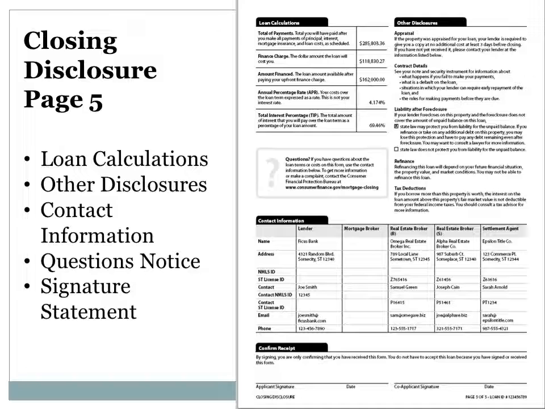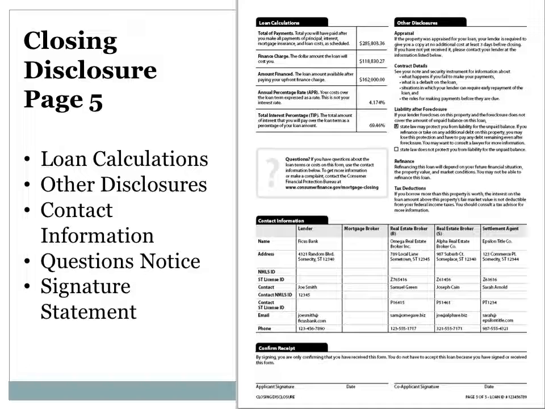On the right side we have other disclosures. The CFPB thought the form should have some more statements. We have an appraisal statement as well as information about contract details. The liability after foreclosure statement indicates whether state law may or may not protect the borrower from liability for unpaid balances in the event the loan is foreclosed upon. And then we have statements regarding refinance of the loan and tax deductions that the borrower may get for taking out this mortgage. Next, we have the contact information section.